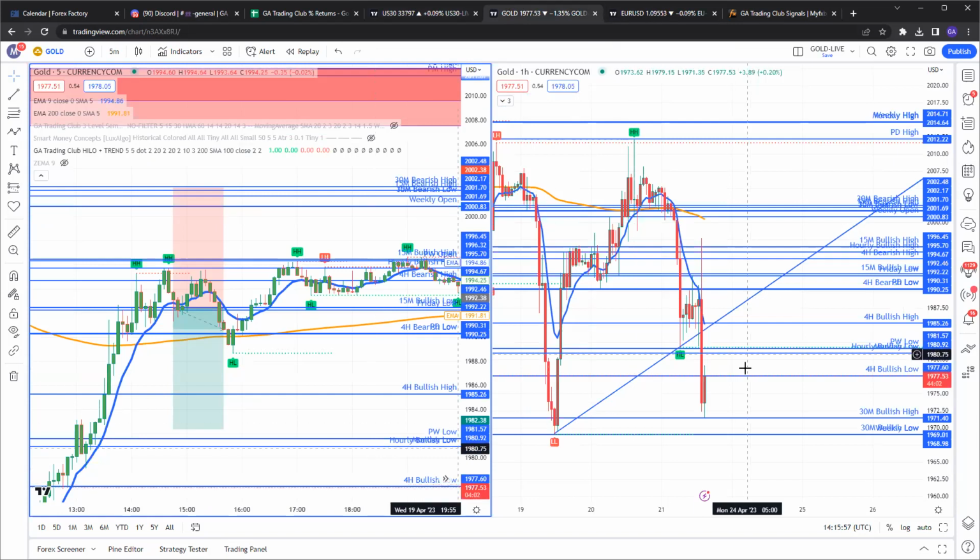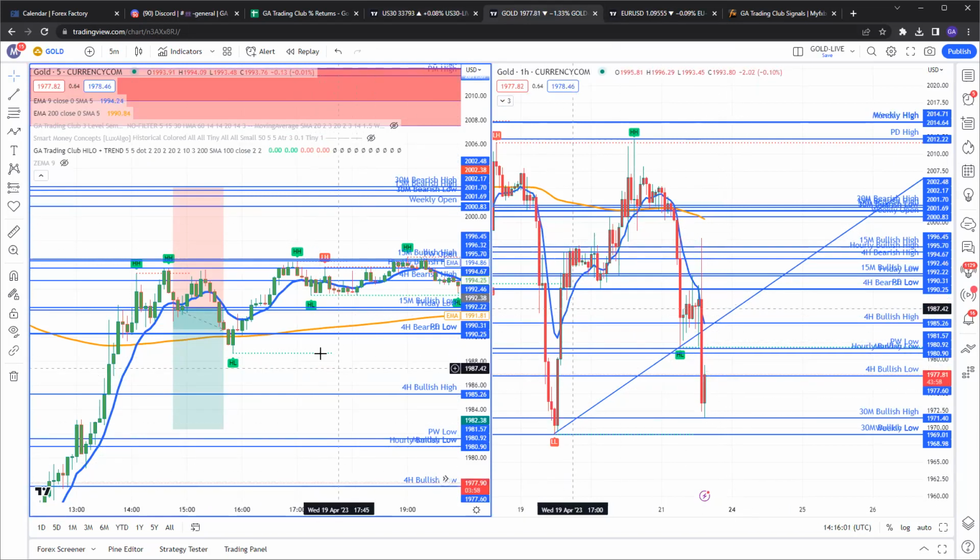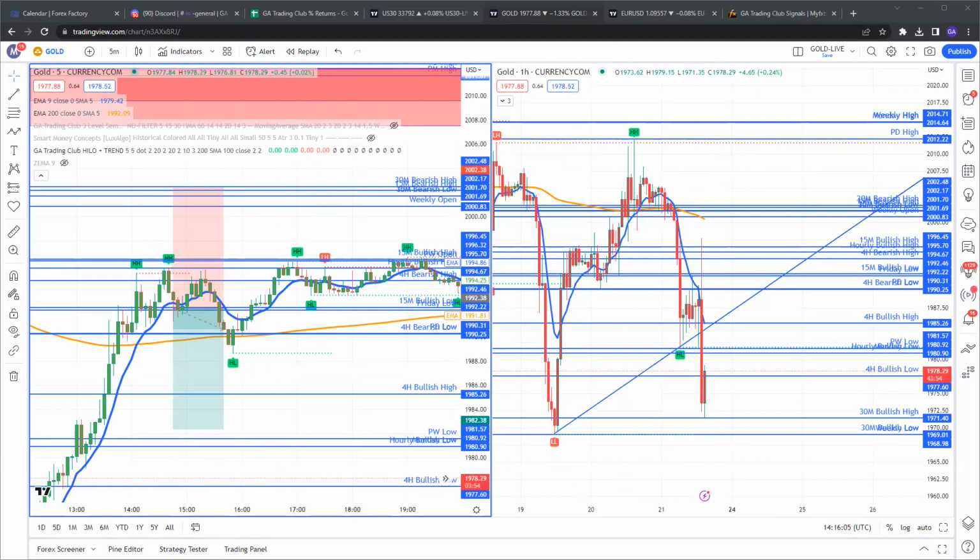And let's see, gold, same thing, right? Same thing I said, gold is headed back to test the trend line. So yeah, this is just an easy way of making money, if you ask me.